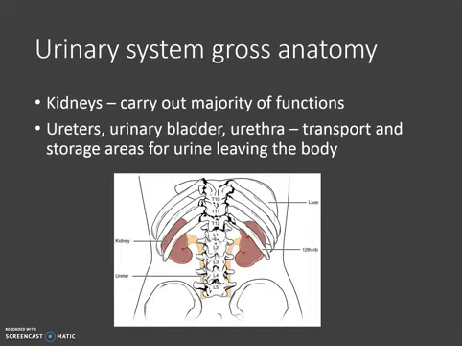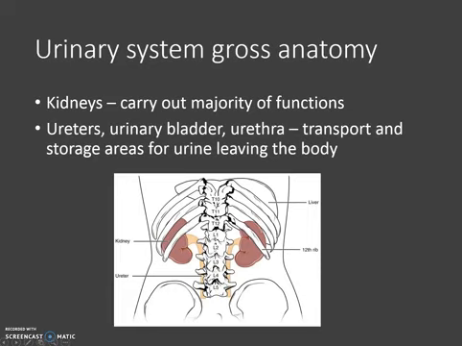The primary structures associated with the urinary system include the kidneys, where the majority of the functions are really carried out. So the kidneys are where the majority of the filtering is happening. The ureters, urinary bladder, and urethra are really just transport areas for urine as they leave the body. So the ureters are these tubes. You've got one connecting each kidney to the urinary bladder.